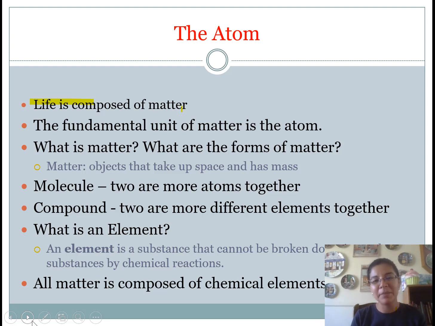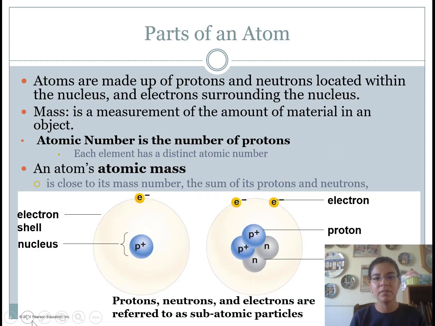Matter, objects that take up space and have mass. Molecules are two or more atoms, and then we have compounds, etc. These atoms make up what we know as elements, and elements cannot be broken down into any other substance. So elements are made up of just one type of atom. So we go down to understanding the atom and the anatomy of the atom.